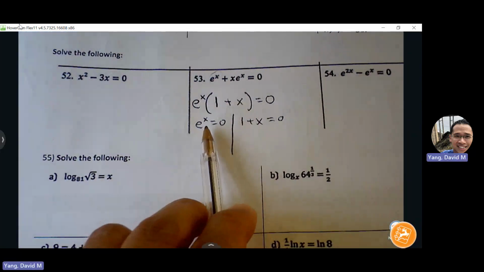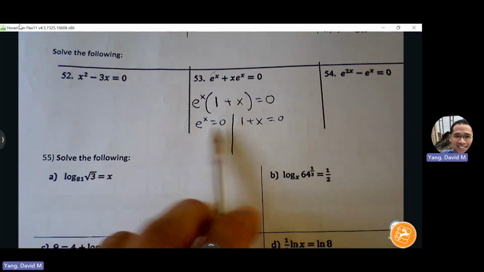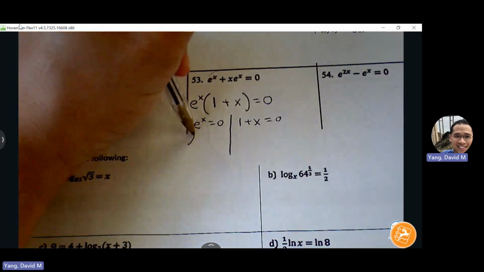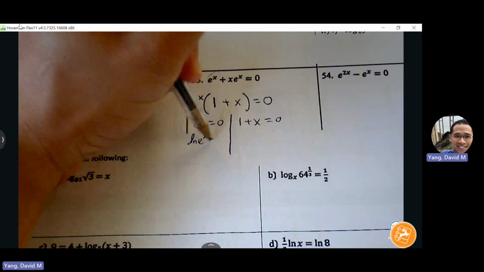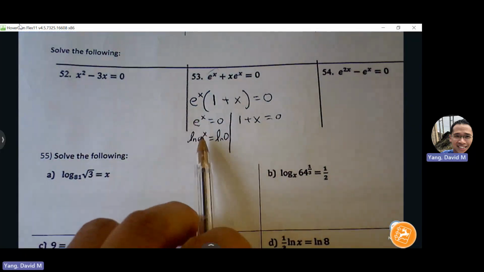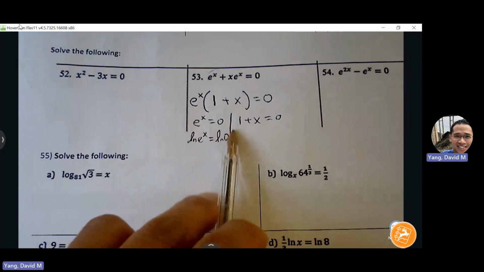Anytime I want to bring an exponent down, if I can have this as part of a natural log expression, then that exponent can come down. So I'll take the natural log of both sides. Now there's already an issue. This left side is fine, we can bring the exponent down, but what's natural log of 0?